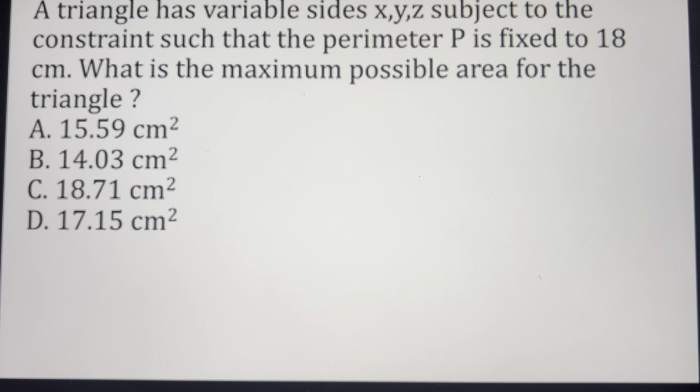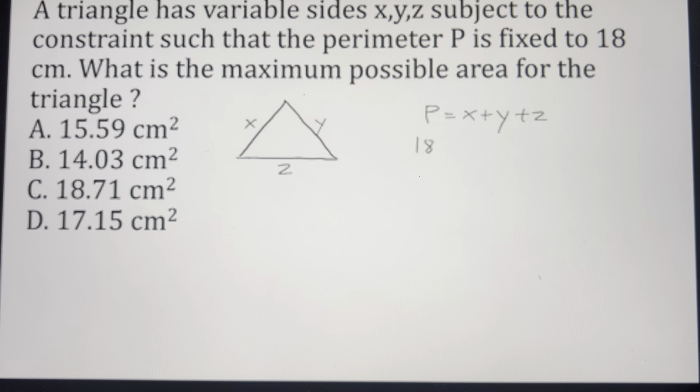A triangle has variable sides x, y, z subject to the constraint such that the perimeter P is fixed to 18 cm. What's the maximum possible area of the triangle? So for a triangle with sides x, y, and z, the perimeter is x plus y plus z, and that should be equivalent to 18.